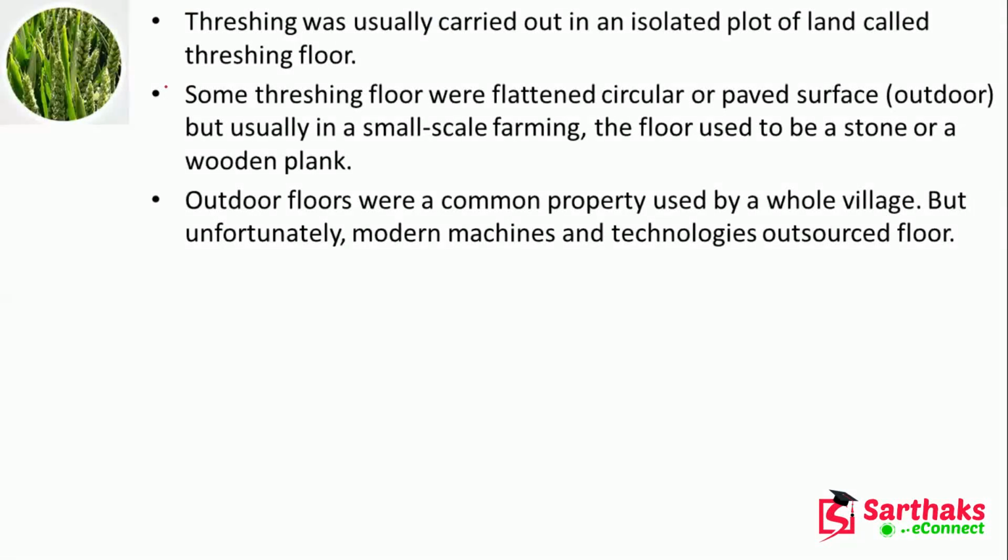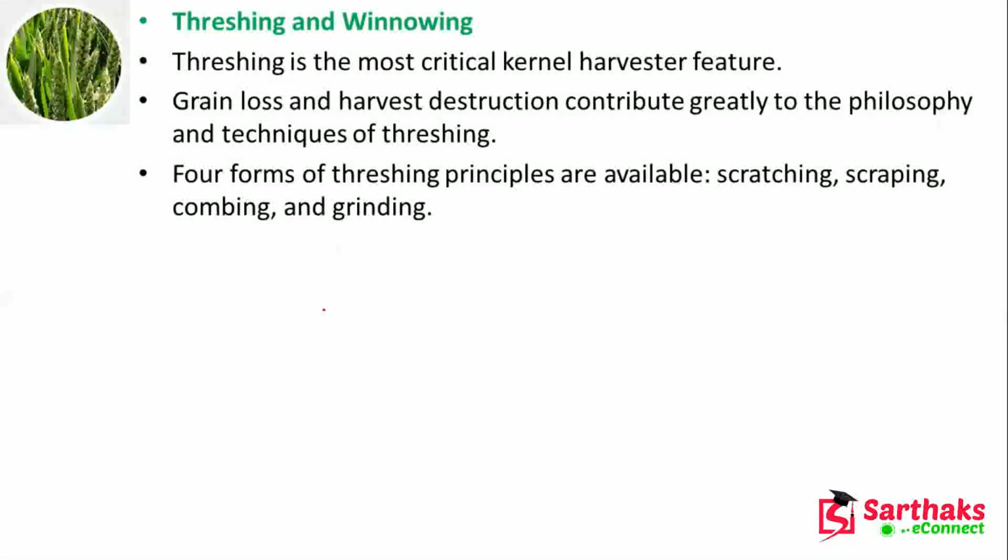Now threshing is usually carried out in an isolated plot of land called the threshing floor. I am writing here: threshing floor. That is very, very important. Some threshing floors were flattened, circular or paved surfaces. But usually in small-scale farming, the floor used to be a stone or a wooden plank. Outdoor floors were common property used by a whole village, but unfortunately modern machines and technologies outsourced the floors. Okay, so threshing and winnowing, here we are going to use.